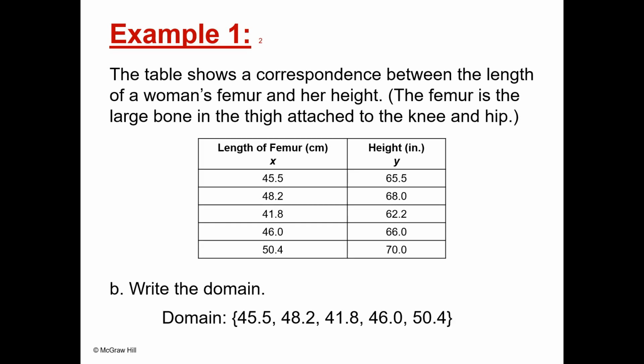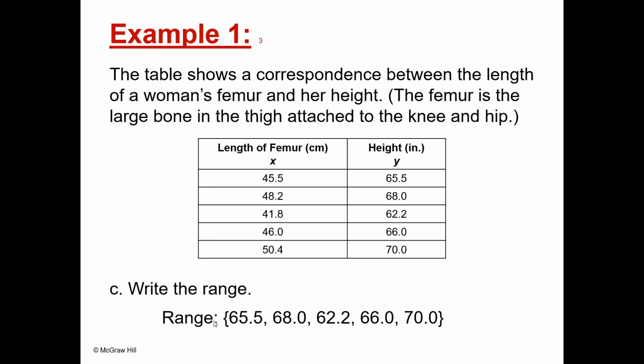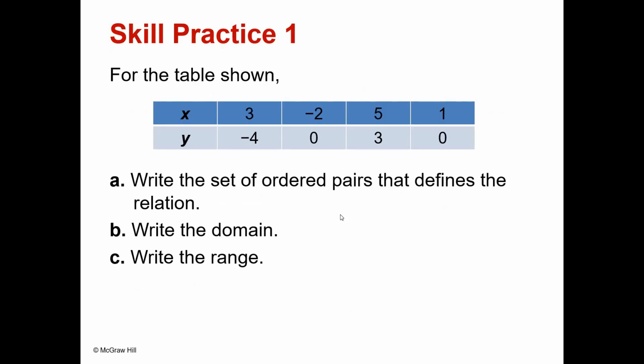Let's write the domain. We mentioned that the x values represent the domain of the relation. These are the x values. So again, we open a set, we open a bracket, and we list all the x values in the set from 45.5 to 50.4. And these are the values that represent the domain of the relation. As for the range of this relation, it is the set of y values. So we write all the y values in the set, and these numbers represent the range of this relation.